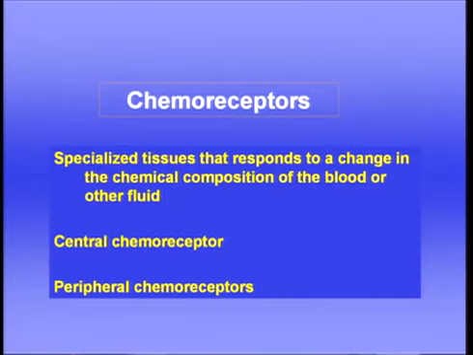So let's now move to the central chemoreceptor. And first of all, what do we mean by a chemoreceptor? Well, a chemoreceptor consists of specialized tissue that responds to a change in the chemical composition of the blood or some other fluid. And in fact, we'll see that as far as the central chemoreceptor is concerned, it's the extracellular fluid of the brain that's the important fluid. As far as the peripheral chemoreceptors are concerned, it's the arterial blood that is the fluid that is sensed. So we've got the central chemoreceptor and the 2 peripheral chemoreceptors.